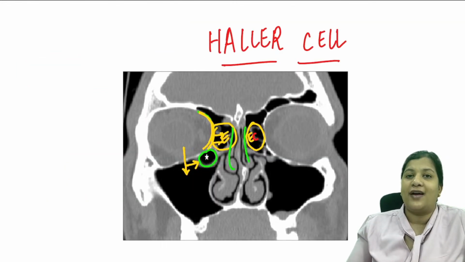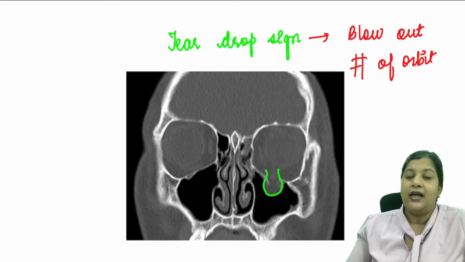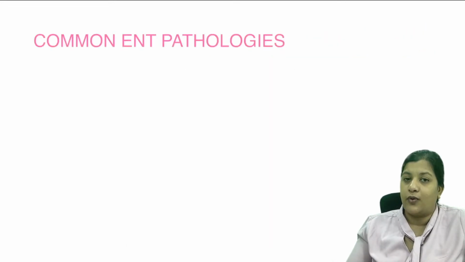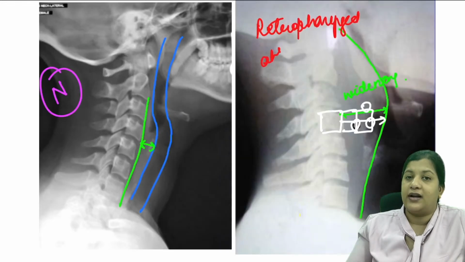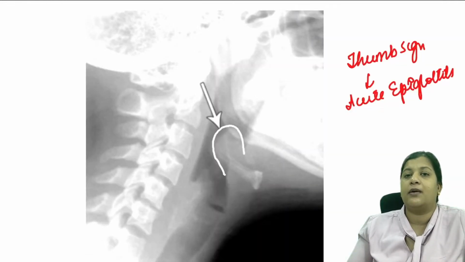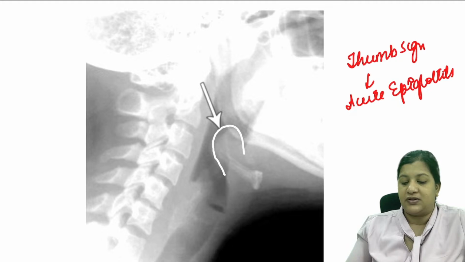Inferomedial to the orbit, you have a cell which is called as your Haller cell. If you have a fracture where you see this teardrop sign, you call it as a blowout fracture. And if you have this crescent sign where there is an air column between the mass and the posterior pharyngeal wall, you call it as the crescent sign or the dot sign. If you see that there is an increase in the prevertebral soft tissue shadow with air bubbles, air fluid level, then you should think about a retropharyngeal abscess.